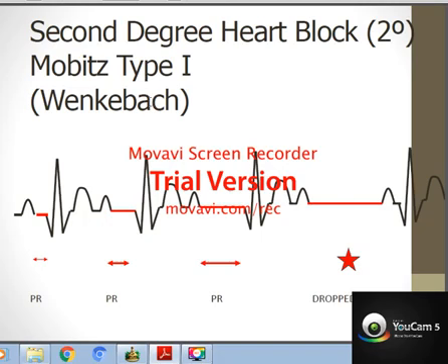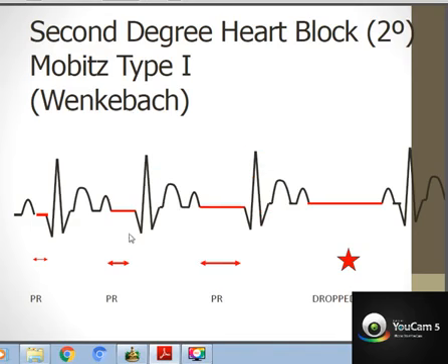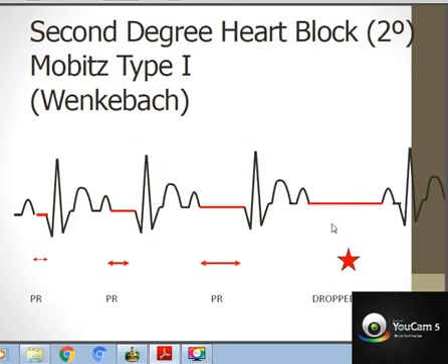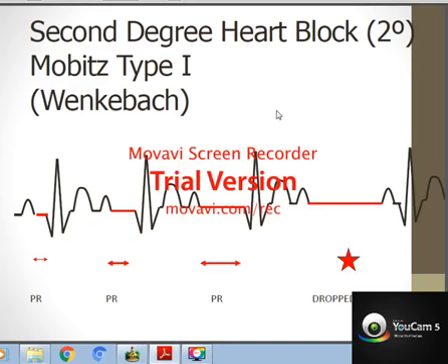So this is second degree heart block, Mobitz type 1 or Wenckebach. Why we say Wenckebach is that the PR interval is progressively prolonged until a dropped beat is seen. So here there is a missing beat. Then again there will be a normal PR interval. So this is how it goes. First the PR interval will be normal, next it will be a little longer, and the third one will be even longer until a dropped beat is seen. Again it will become normal. So if the PR interval is progressively prolonged until a dropped beat, we say it is type 1 second degree heart block or Wenckebach second degree heart block.